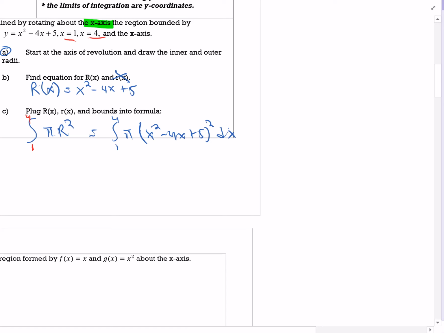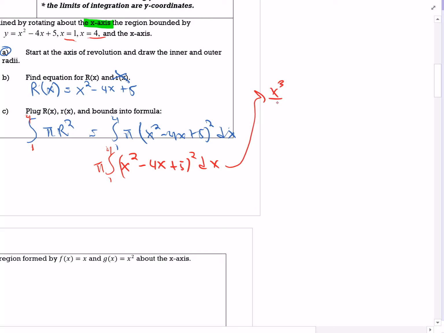Right? And what we'll notice as we go is you can always just factor out the pi. That can always be brought to the outside, and just ignore it until the end. So it's just going to be pi times the integral of (x squared minus 4x plus 5) squared dx. To find the volume, I would integrate this and then plug in 4 and 1, right? So maybe this is one we can do by hand. Usually this is on a calculator section, so you could do it with a calculator, but let's go ahead and practice integrating.